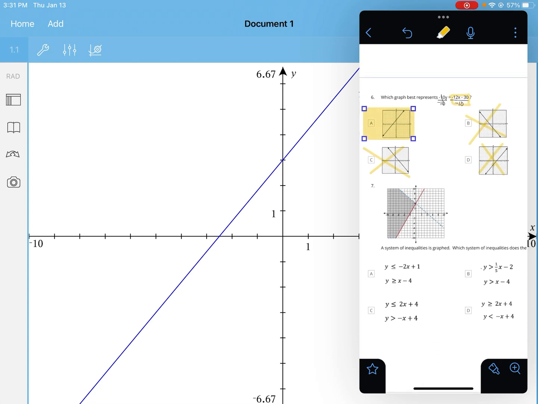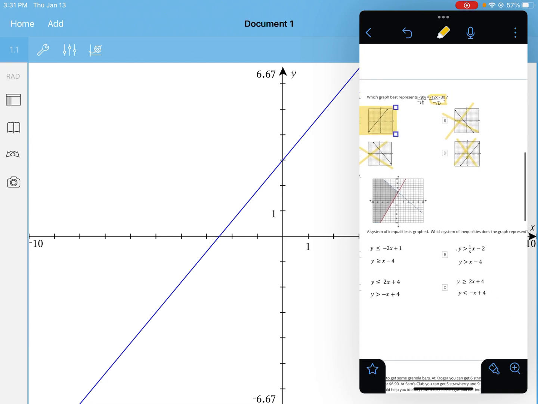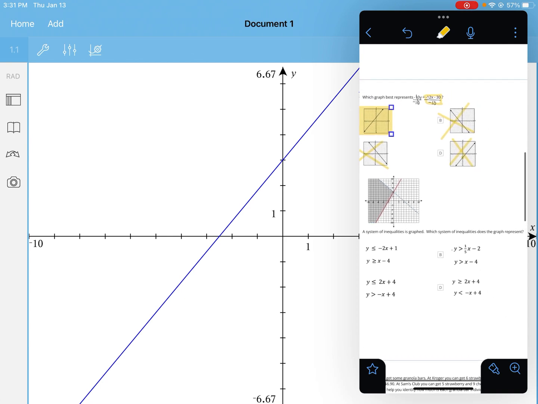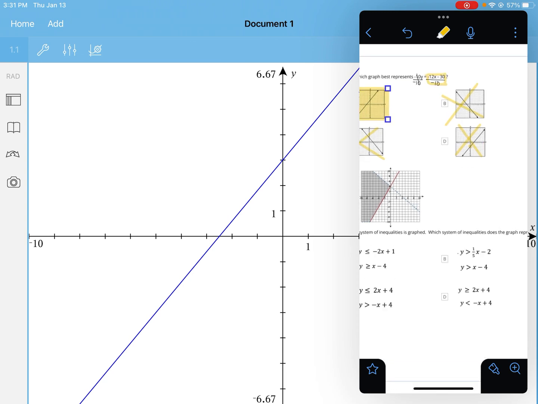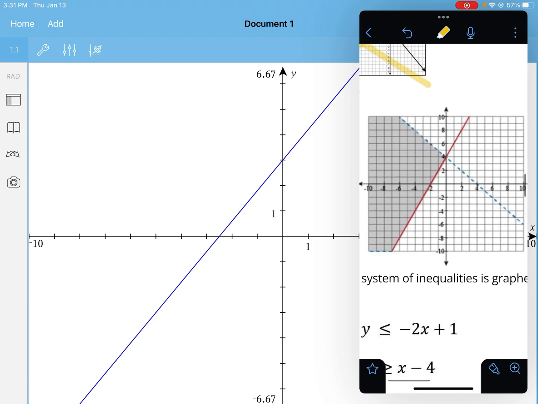Okay, this next one is also going to involve a graph, so I'm going to stay on the calculator screen. It says a system of inequalities is graphed. Which of the systems of inequalities does the graph represent? Well, let's look at our picture.